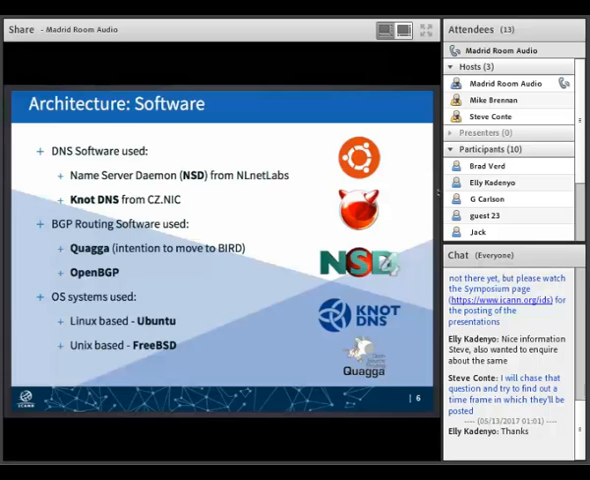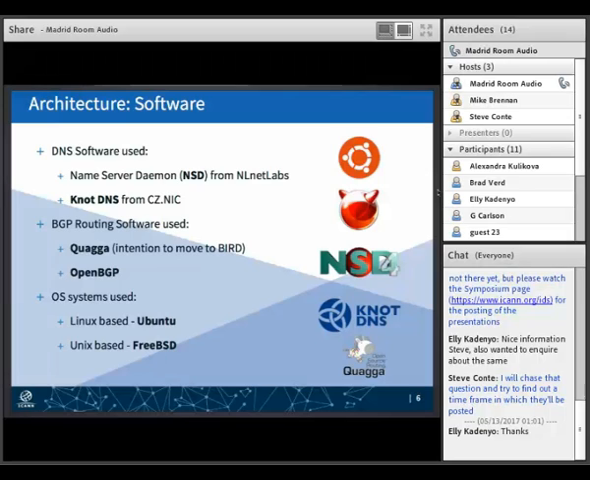For the BGP part, we're using Quagga and OpenBGP. Our intention is to move away from Quagga in the future, probably going to BIRD, since there are a lot of root servers that currently are using Quagga, and a lot of critical internet infrastructure on TLDs that are using Quagga. So we think it is probably best to have something different, so we can be more resilient to that.